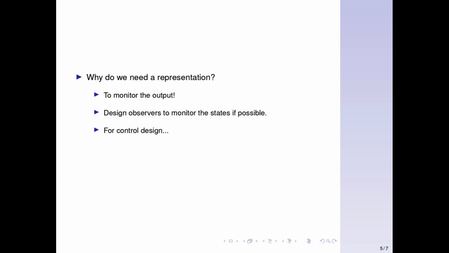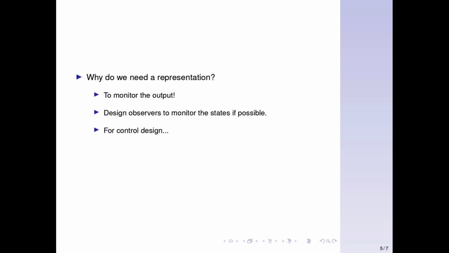Designing observers. Observers are mathematical algorithms that estimate the internal states of a system based on its inputs and outputs. In cases where we can't directly measure the internal states, representations help us design these observers. It's akin to having sensors and instruments that can tell you what's happening inside a machine, even if you can't see it directly.